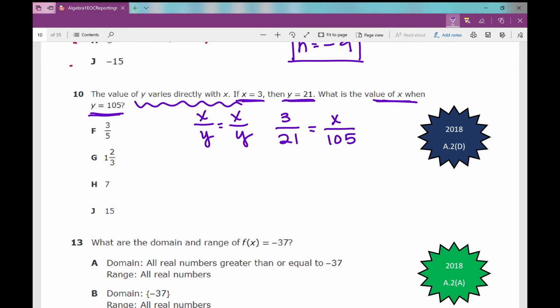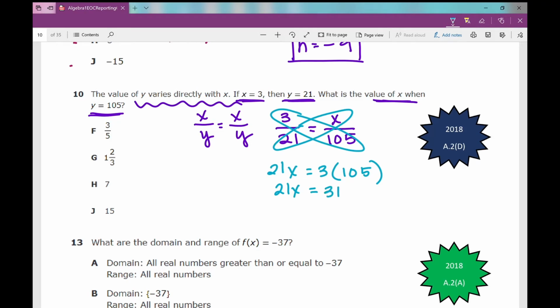There's my proportion. Solve it the same way you probably remember from junior high. Cross multiply and divide. You probably remember to set up your cross products: 3 times 105. Then you do 21x equals 315. And when you divide by 21, you get x equals 15. J is your answer.